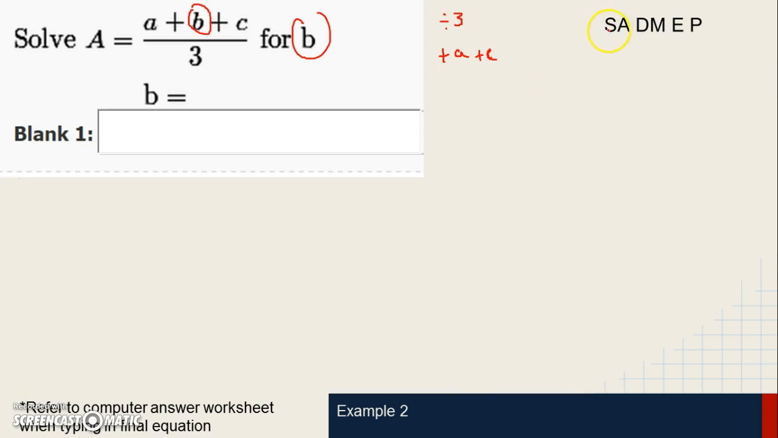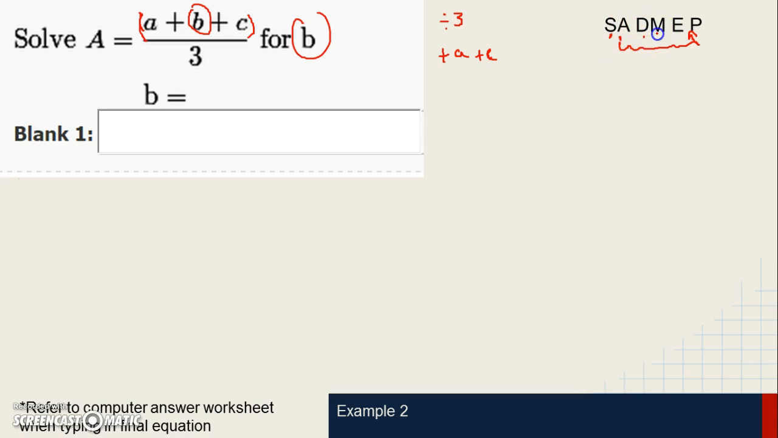So based on SADMEP, which is PEMDAS backwards, order of operations backwards, we're going to do subtraction and addition first. Well, we have some addition, don't we? But this line indicates that all of this is being divided by 3. All of it. A plus B plus C is all being divided by 3. Because it's all being divided by 3, it's an implied parentheses. And parentheses actually happen last. So we're not going to do our addition and subtraction yet. We're going to keep going through SADMEP.